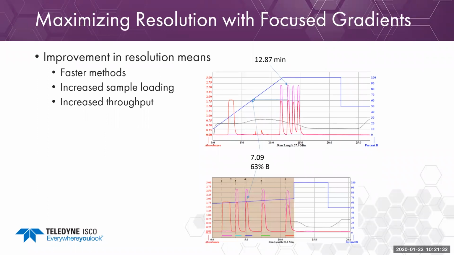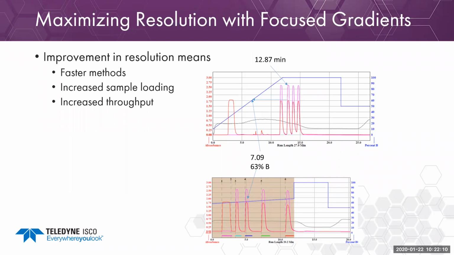Here's an example just to show you how focusing a gradient over a certain range can improve your resolution. This is a series of different parabens. As we run this from, I think, 10 to 100% here, we can see the initial DMSO peak, that big broad peak in the beginning, and then some impurities, and then we see the 4 parabens coming through. You get baseline resolution for most peaks; 3 and 4 there kind of co-elute.